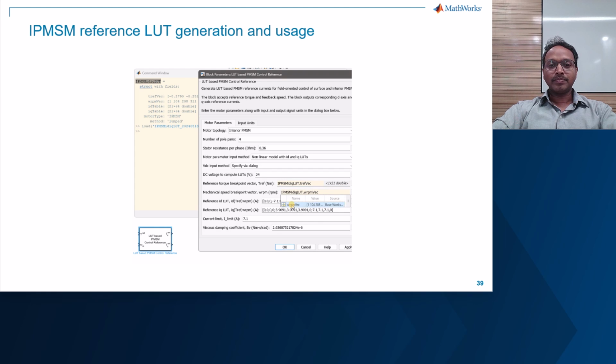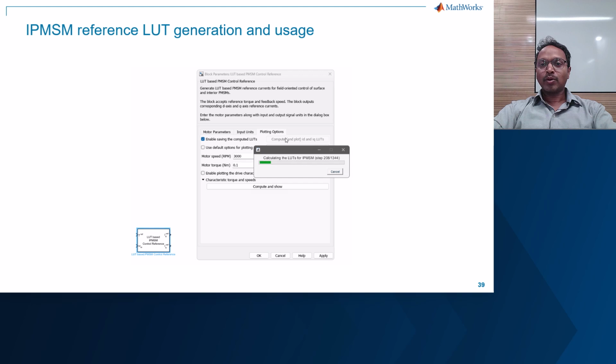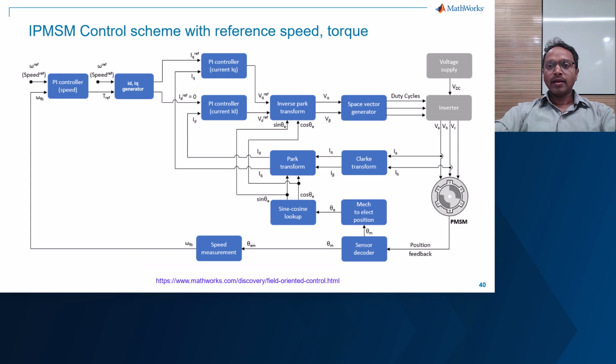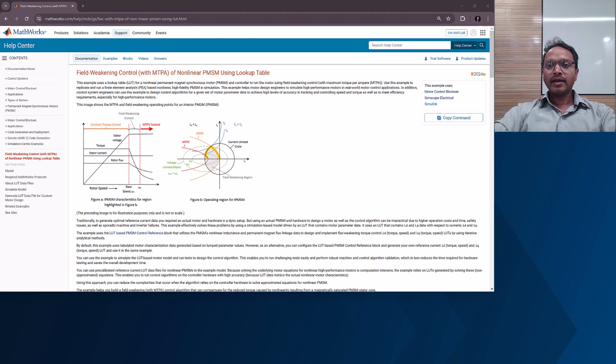For subsequent simulations, this MAT file can be loaded and the block can have the IDIQ lookup tables provided through the loaded variable. The block LUT-based PMSM Control Reference can be used to simulate the controller in addition to just being able to generate the IDIQ reference LUTs. Now this block fits the entire control schematic to create the reference currents. We have also created an example demonstrating the use of the block LUT-based PMSM Control Reference in a motor control simulation. The same block can be used with code generation models too. And the provided example is a simulation only model with no hardware configuration associated with it.